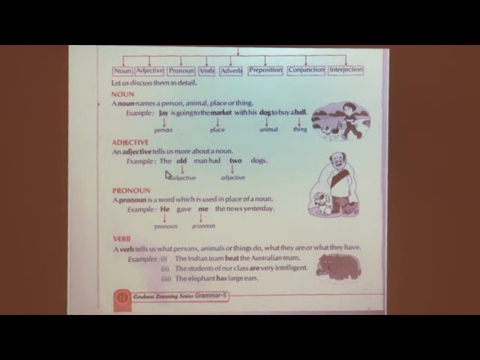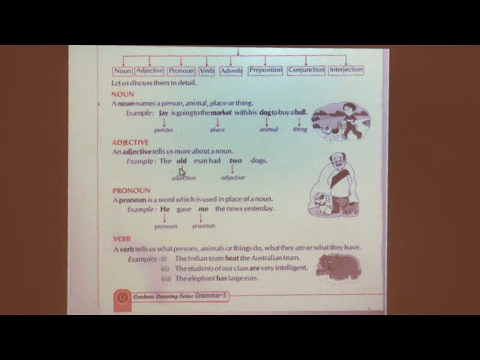Here you can see an example. The old man had 2 dogs. Now, here you can say, what is a noun? Yes, the noun is man, and here also we can say dogs. What are they describing about the man? That he is old, meaning they are telling something more about the man, that he is an old man. And dogs, how many dogs have they told here? 2 dogs. They have mentioned the number of dogs.